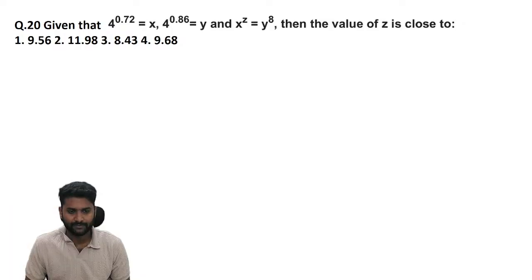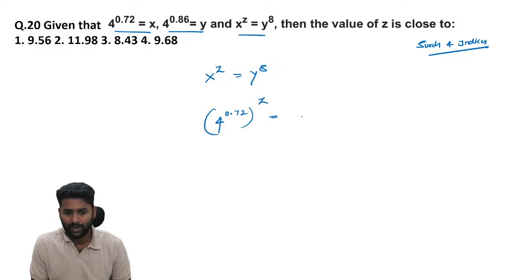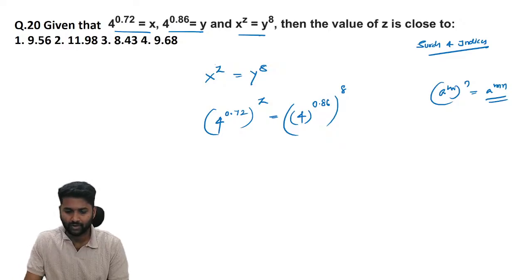Let's go through this information. If 4 power 0.72 is equal to x, 4 power 0.86 is equal to y, and x power z is equal to y power 8, it's all about the surds and indices concept. X power z means 4 power 0.72, whole power z, is equal to the y value, 4 power 0.86, whole power 8. A power m whole power n is equal to a power mn. If you know the property, then only you can solve this kind of question. If you forget the property, you can't do anything.